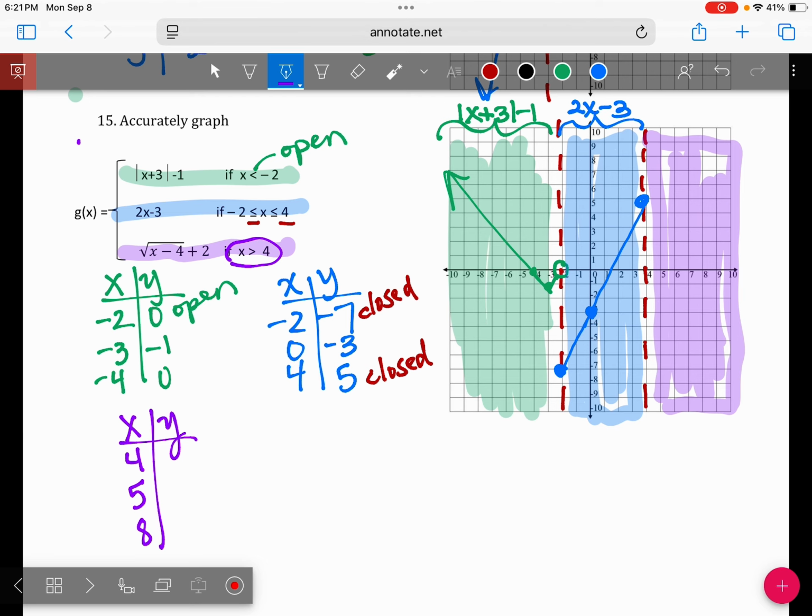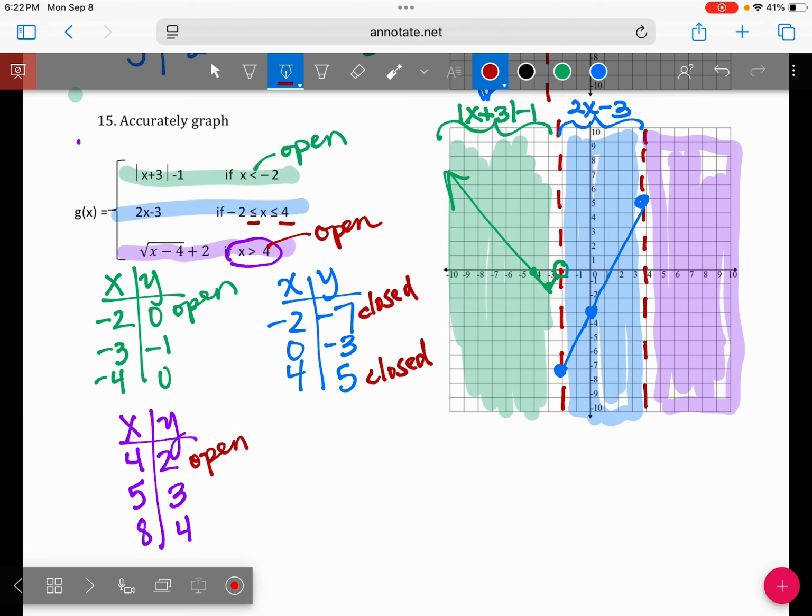Okay, 4 minus 4 is 0. The square root of 0 is 0, and 0 plus 2 is 2. 5 minus 4 is 1. The square root of 1 is 1, and 1 plus 2 is 3. 8 minus 4 is 4. The square root of 4 is 2, and 2 plus 2 is 4. And this one, again, open.